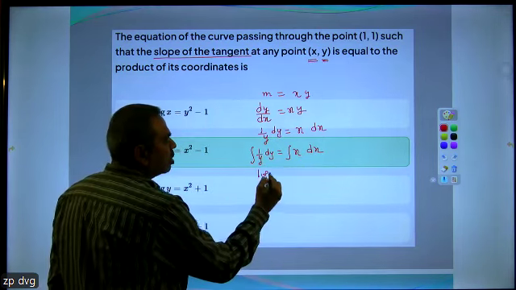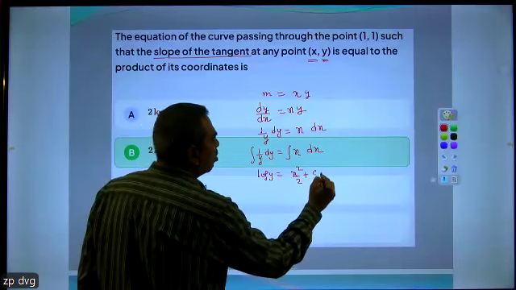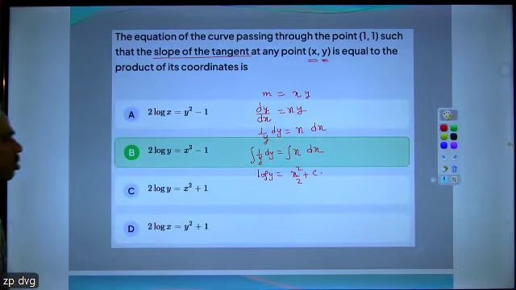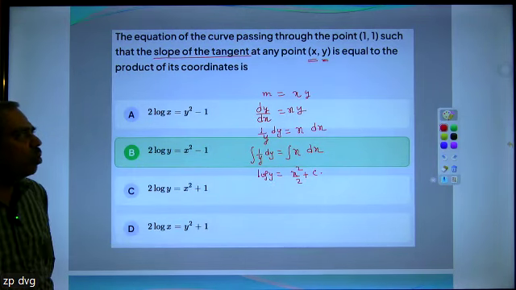So integration of 1 by y is nothing but log y, and integration of x is nothing but x square by 2 plus some constant c. So that becomes the answer. If I take LCM for that, we get the answer.